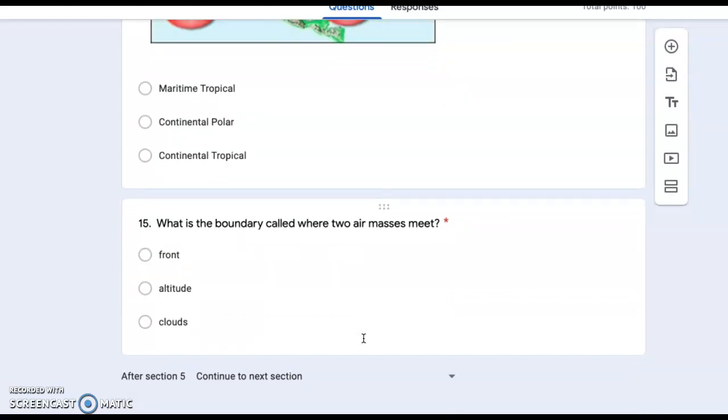What is the boundary called where two air masses meet? Front, altitude, or clouds?